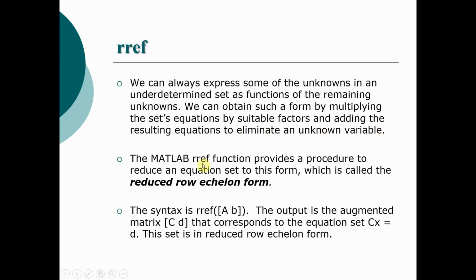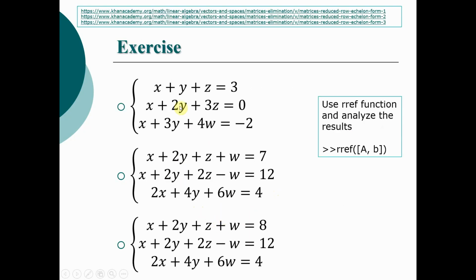So this process is called reduced row echelon form. We don't want to do it mathematically, by hand ourselves. We can use the rref function from MATLAB. So let's look at one example.